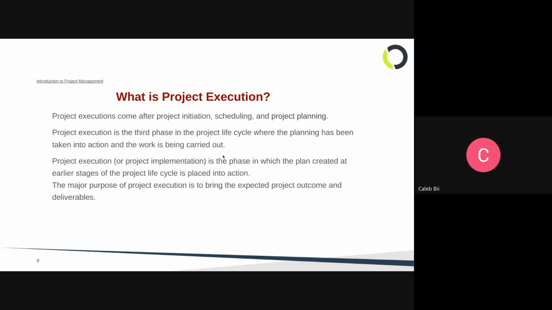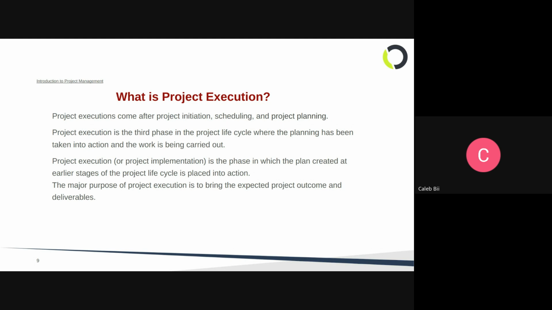So project execution basically comes after project initiation, scheduling and project planning. This is the third phase of the project life cycle, where planning has already been taken into action and the work is being carried out. Project execution is also known as project implementation.